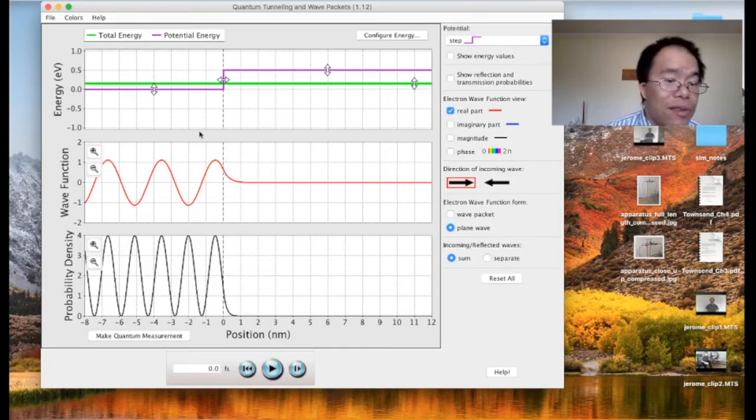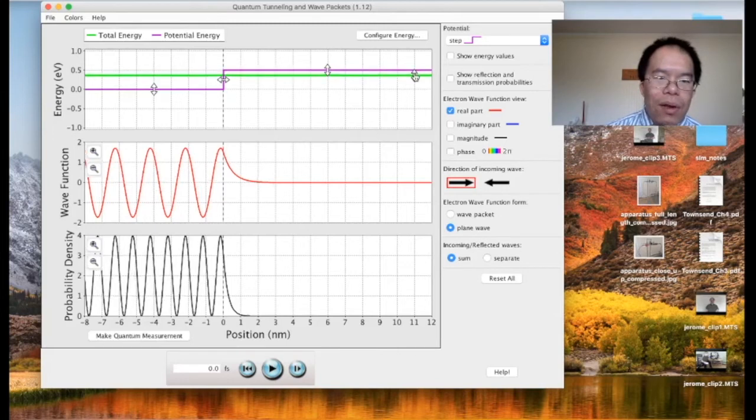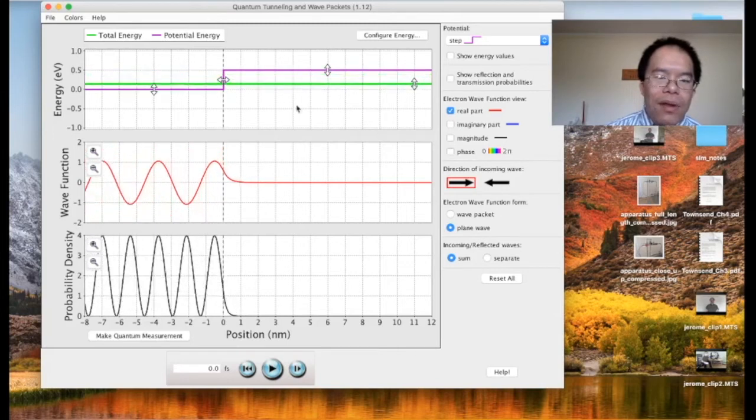The other thing to notice is what happens with the wavelength over here. We've lengthened the wavelength, because now the difference between the total energy and the potential energy is smaller. So let me slide that back up so you can see what happened. As we lower the energy, we get a longer wavelength on the left here and a shorter penetration distance here on the right.